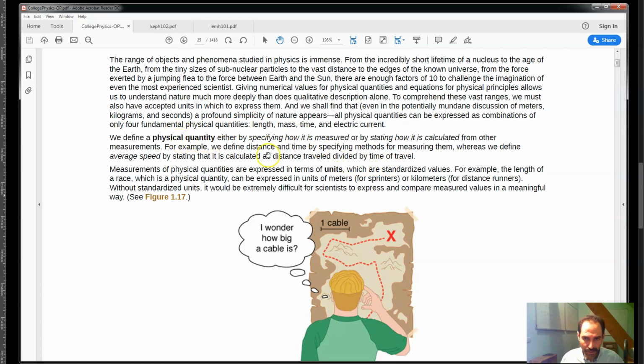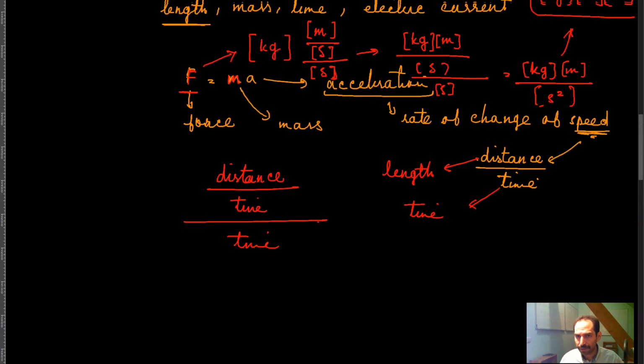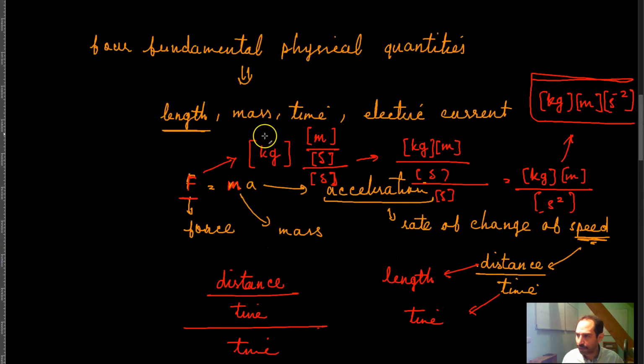So the base quantities that we have, for example, distance and time, or length and time. Length is basically, for example, the new definition for length is the meter. The name of the unit is the meter, and the symbol for that is lowercase m, right? That is used for length.